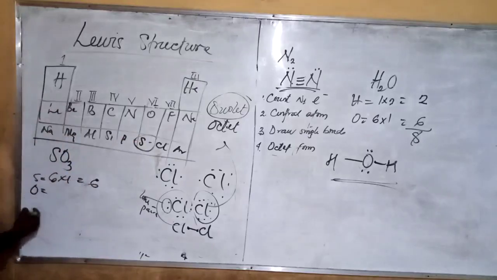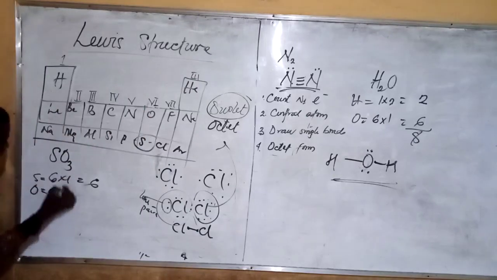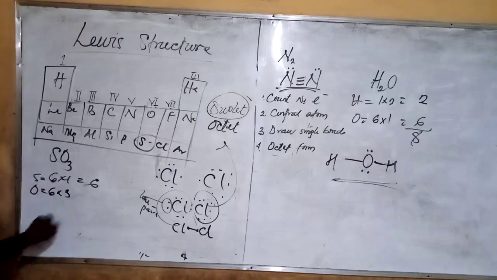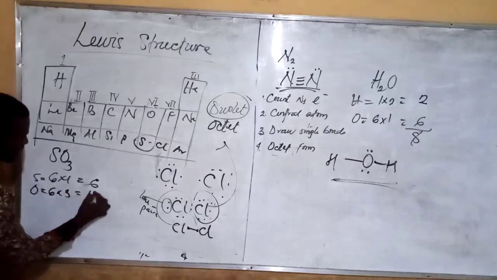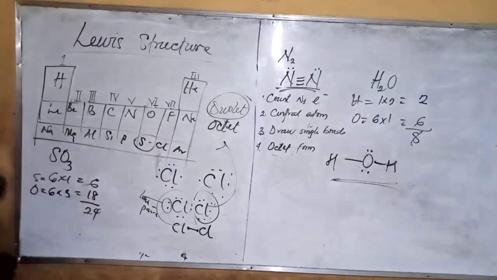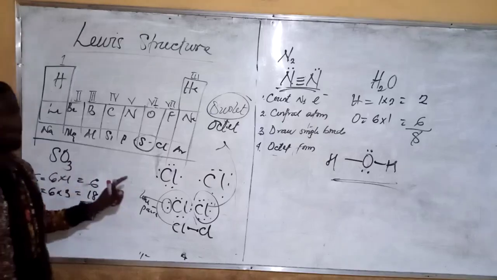Then for oxygen, it's also number 6. So we are going to have 6 again, times what now? Times 3, because there are 3 of them that appear here. So we're going to have 6 times 3, 18. So 18 plus 6, we're going to have 24. So it means we are going to have 24 electrons throughout.